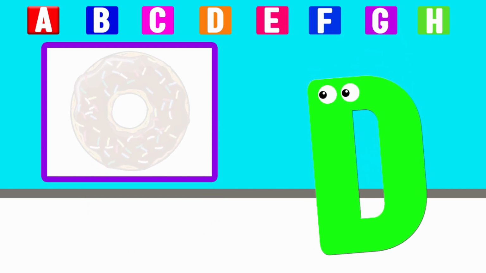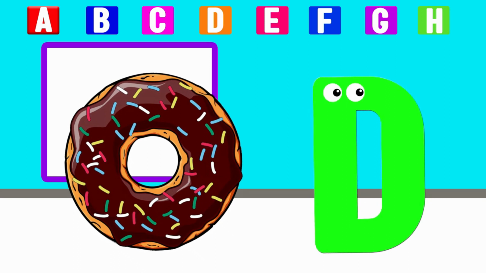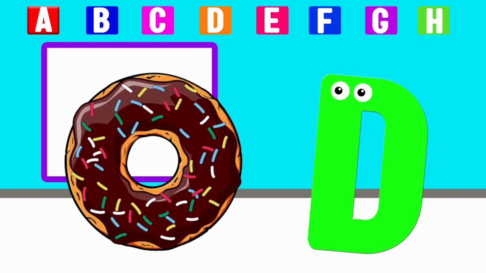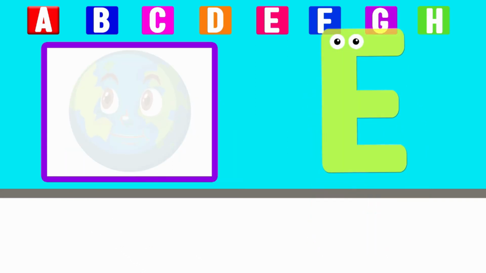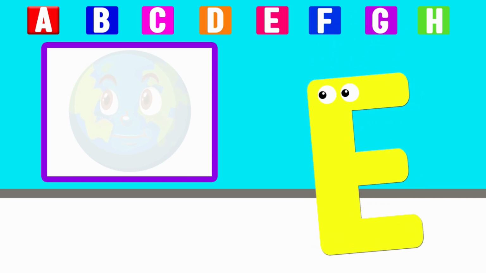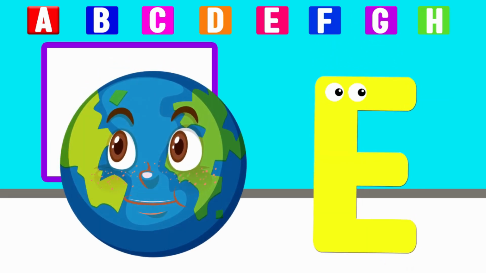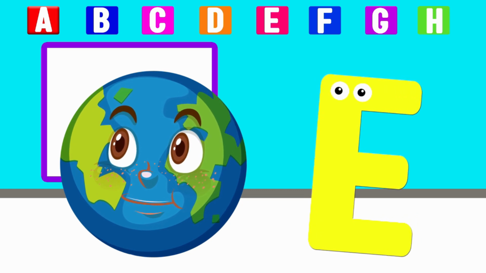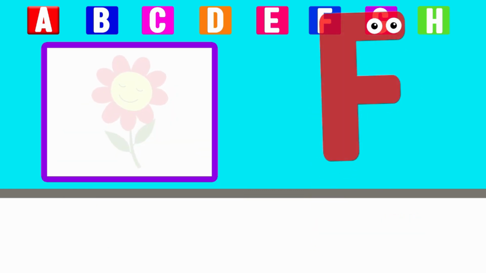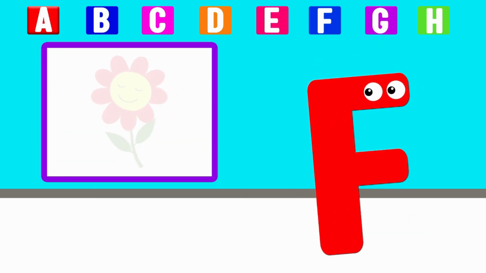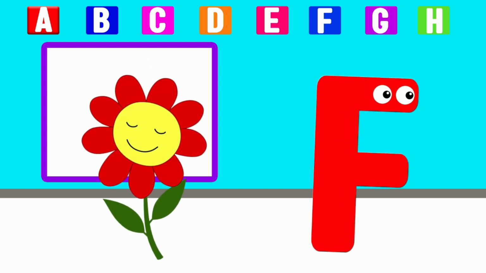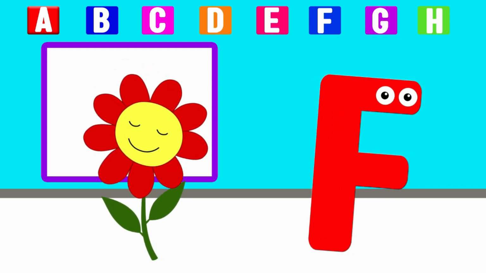D. D for donut. E. E for earth. F. F for flower.